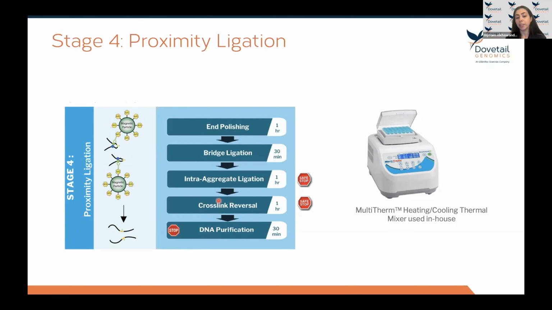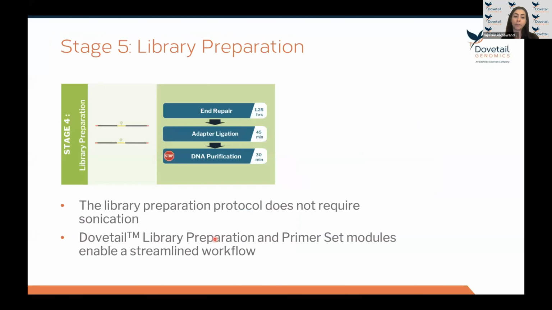For the intra-aggregate ligation and crosslink reversal reactions, they are incubated for 1 hour, but they can also be incubated overnight for convenience. Also, all of these reactions are carried out in a thermal mixer with shaking. I'm just showing you an example of a standard thermal mixer that we use in-house that has a heating and cooling function. So there isn't really any specialized equipment that you need to run the assay in your lab. So now that you've generated the proximity-ligated DNA, you're going to convert it into sequenceable molecules in the last 2 stages of the assay.